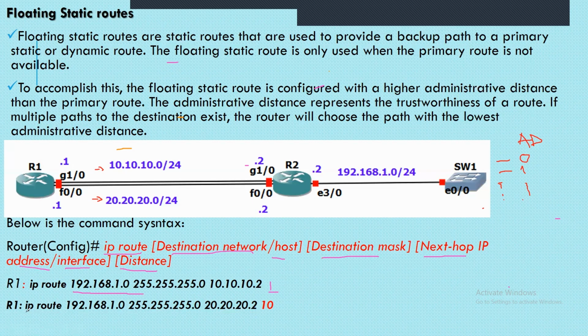But for the secondary route to the same destination, we have to specify the administrative distance, because the lower the AD, the more trustworthy, and the router will choose the route with the lower AD as the primary, and then this will be the secondary route. Let us configure this in our lab so that we can understand it better.